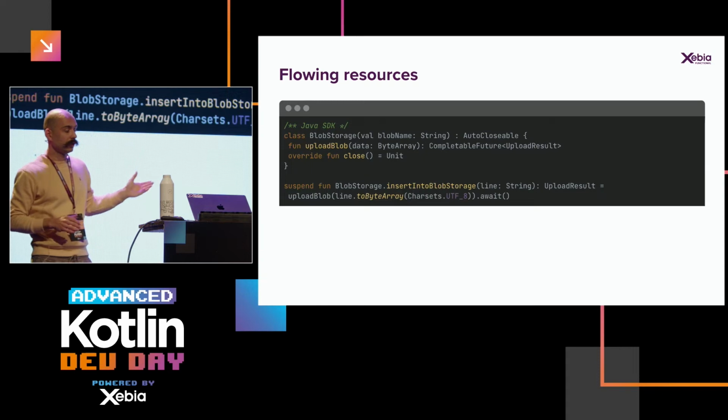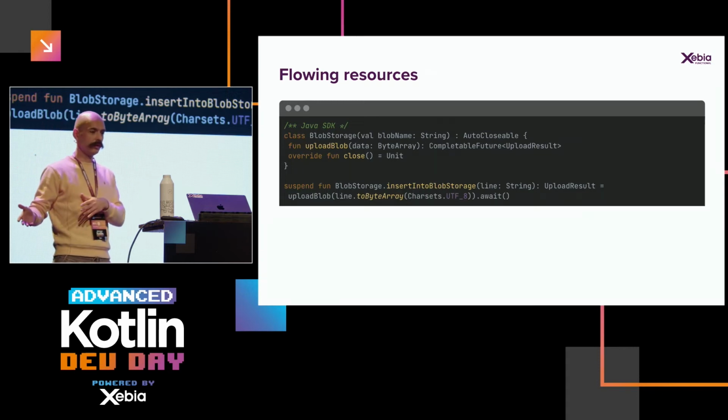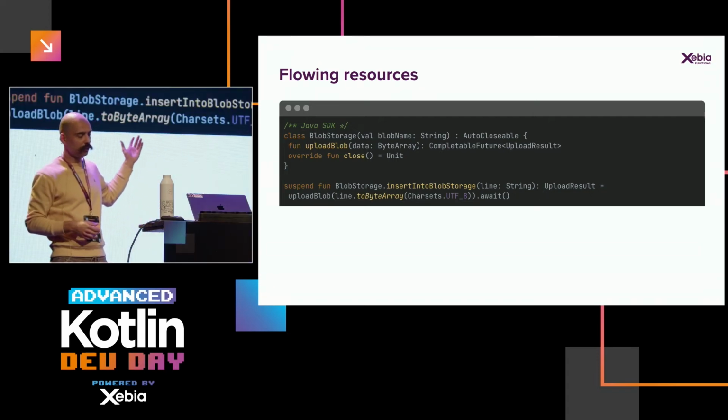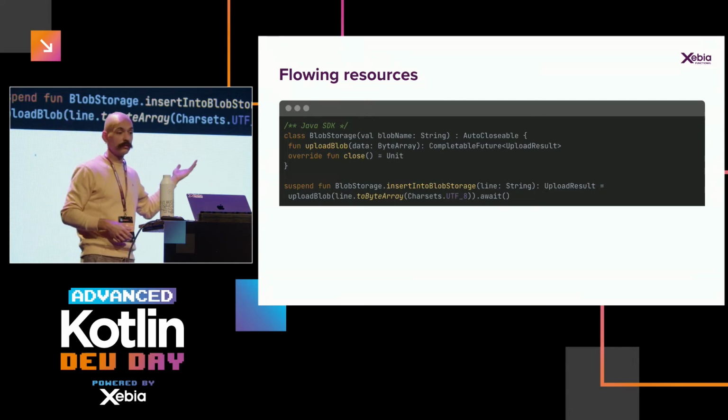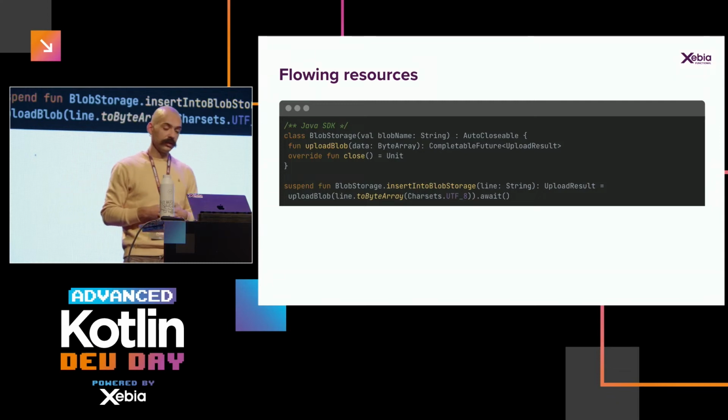We can just call the await function, and we can turn the CompletableFuture into a suspend function without writing a lot of boilerplate code. And here we do it very conveniently by creating an extension function on the Java SDK, exposing a suspend function over the existing CompletableFuture.